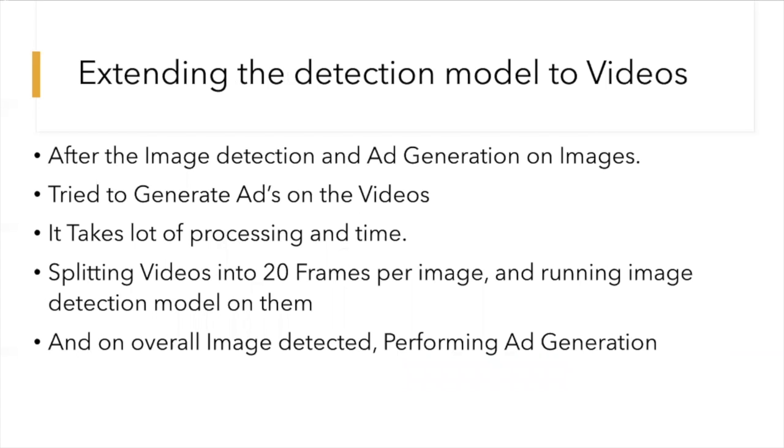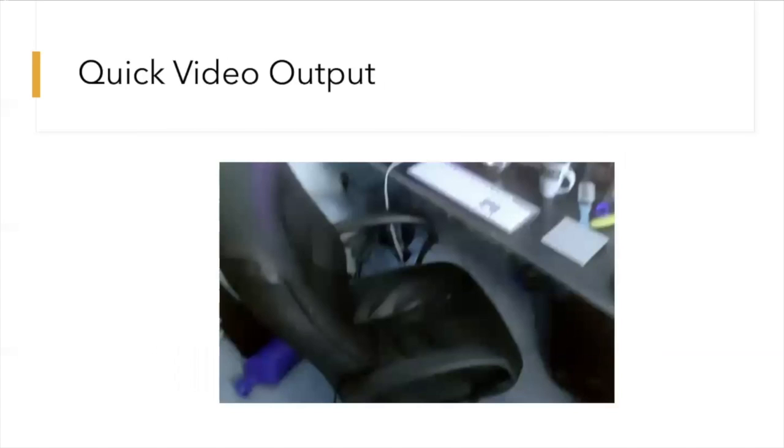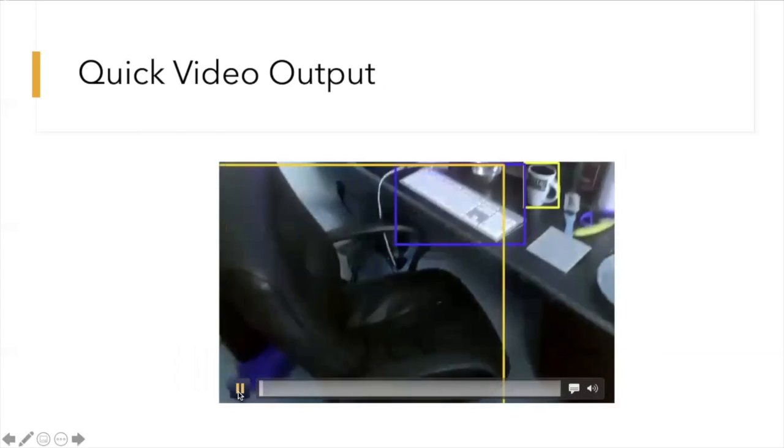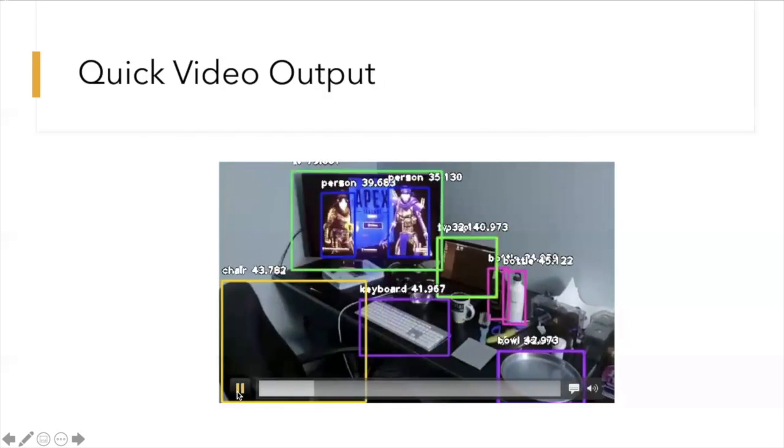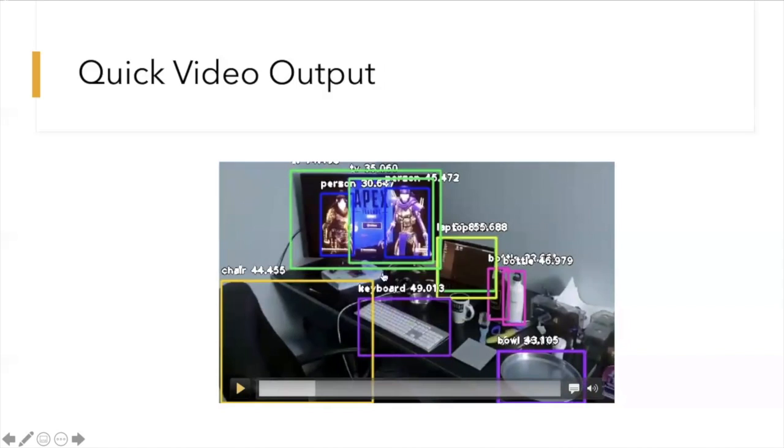Extending this idea to videos was the next thing, because a continuous flow of data would come in. So the idea was to split the video into 20 frames per second, and then run the basic model again on it. On the overall image detected, we'll be performing ad generation. This is a very quick video of how detection would work. So this is how all the objects will be caught, and we'll be producing ads on them.